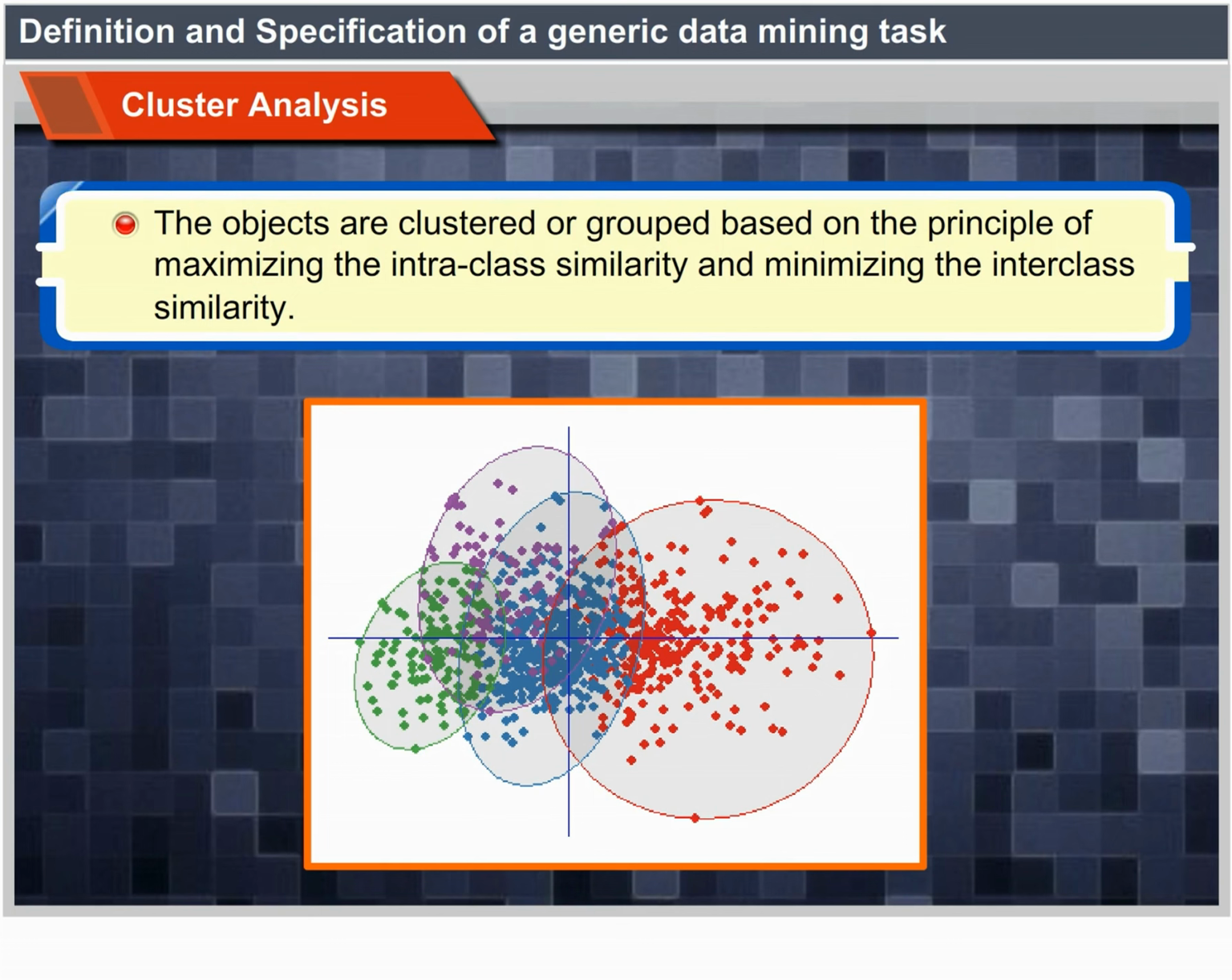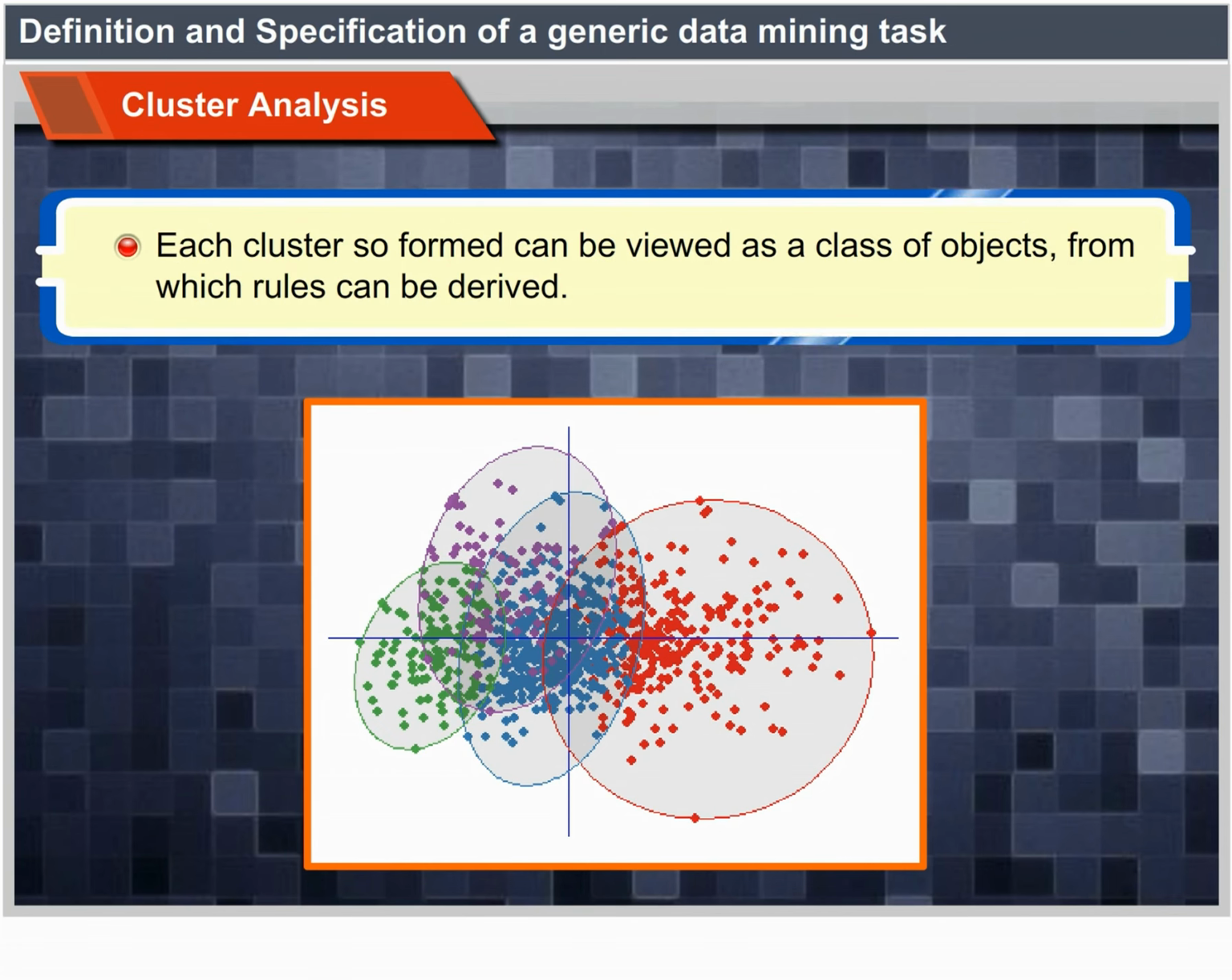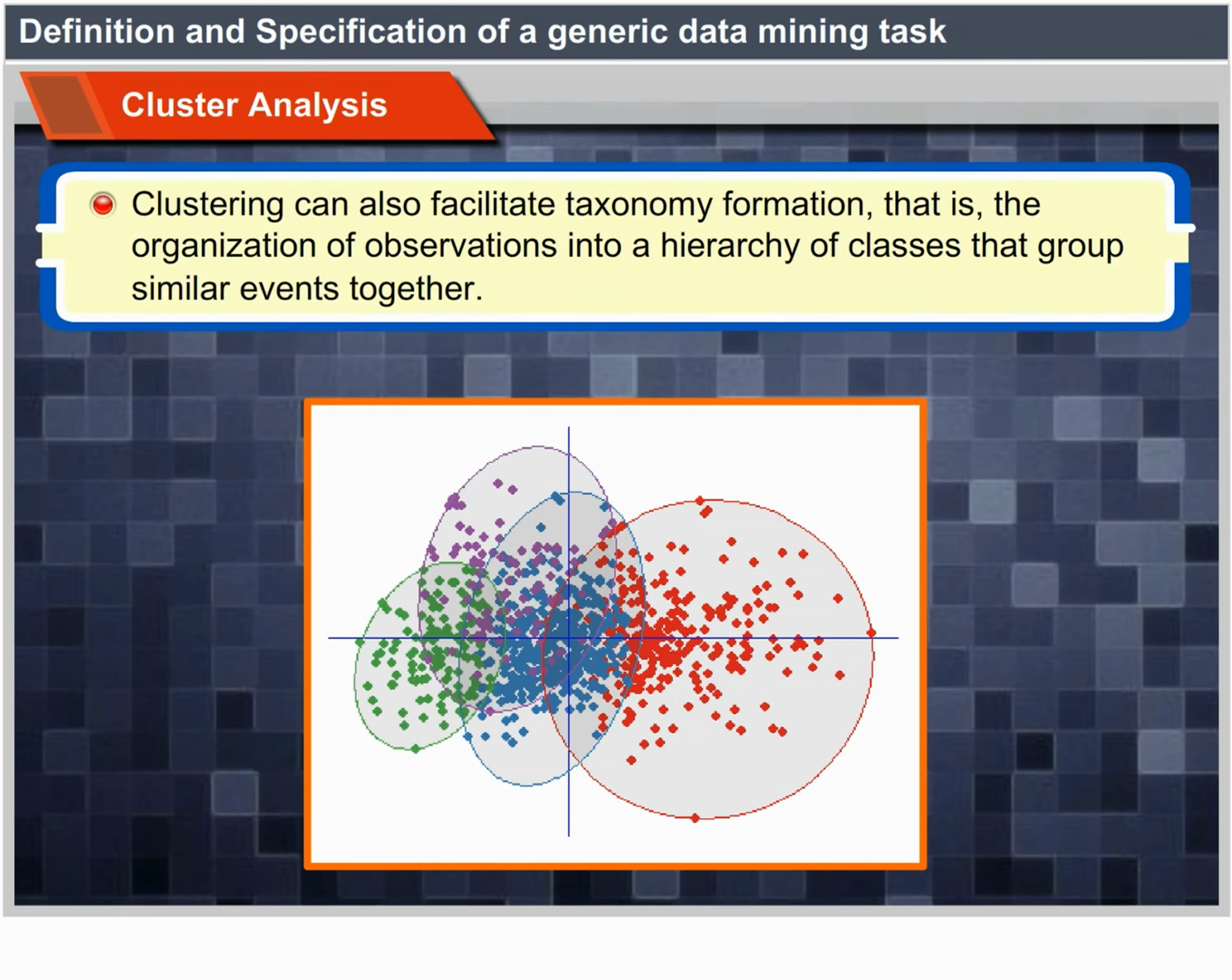That is, clusters of objects are formed so that objects within a cluster have high similarity in comparison to one another, but are rather dissimilar to objects in other clusters. Each cluster so formed can be viewed as a class of objects from which rules can be derived. Clustering can also facilitate taxonomy formation, that is, the organization of observations into a hierarchy of classes that group similar events together.